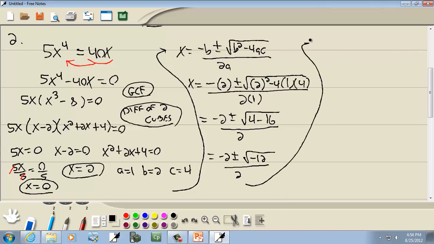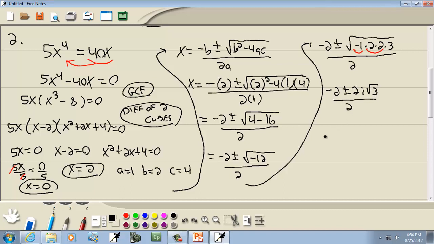Always simplify your radical before you go on in the problem. So in this particular one here, negative 12 is negative 1 times 2 times 2 times 3 all over 2. Now the pair of 2's is going to come out as a single 2, and the negative 1 will come out as an i. So we get negative 2 plus or minus 2i square root of 3 over 2.